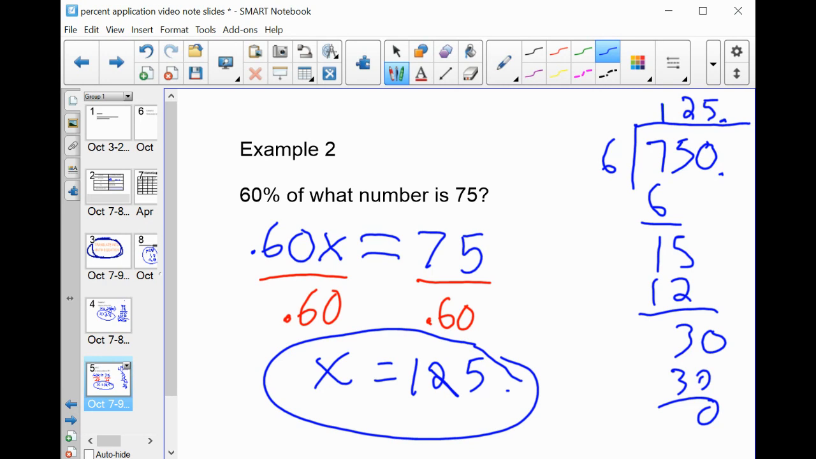Okay, so again, 60% of 125 is 75. If you think about 50% of 125, if we were to find 50%, that would be about 62.5. But we want a little more than 50%, so our number should be a little higher than 62.5, and it is. So again, that's a logical answer. Doesn't guarantee that we're right, but at least we're in the right ballpark.